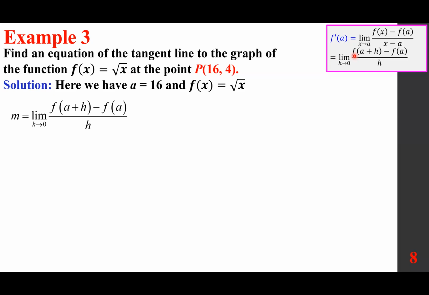Therefore, I'm going to replace the a here and here with 16. This is f prime. M is f prime of A, or f prime of 16. So replace the A with 16.